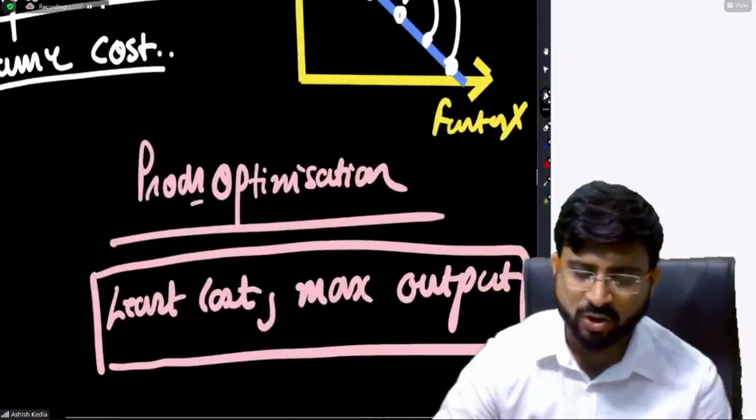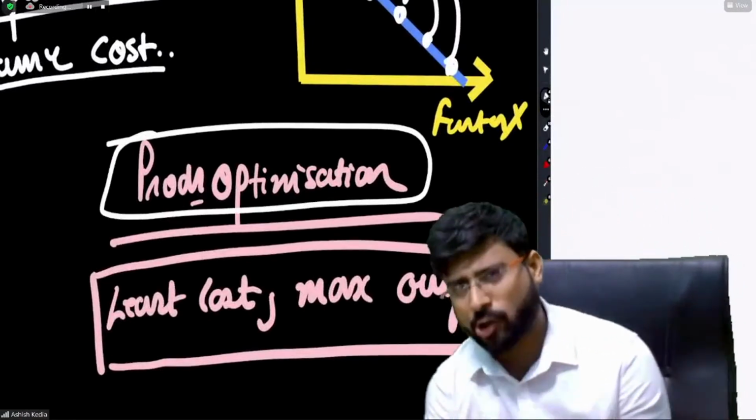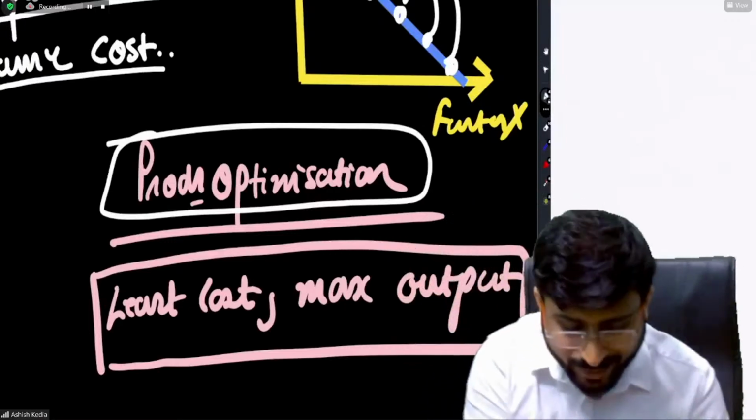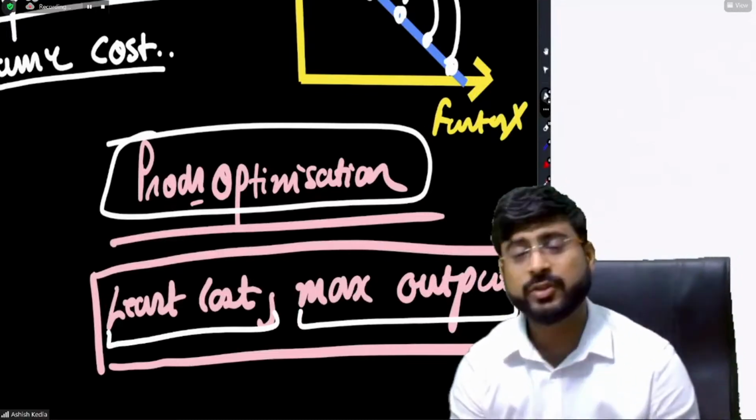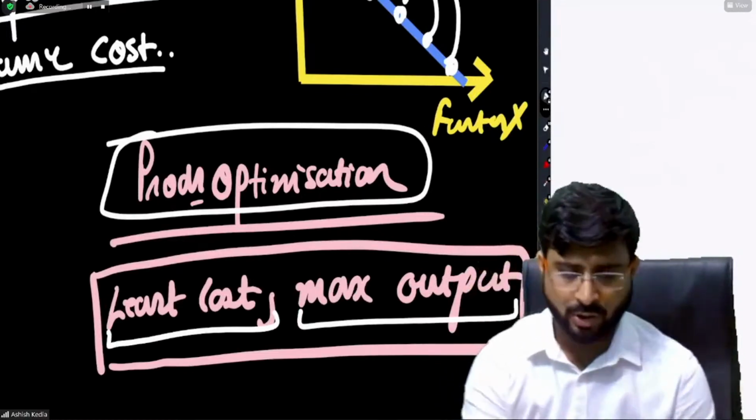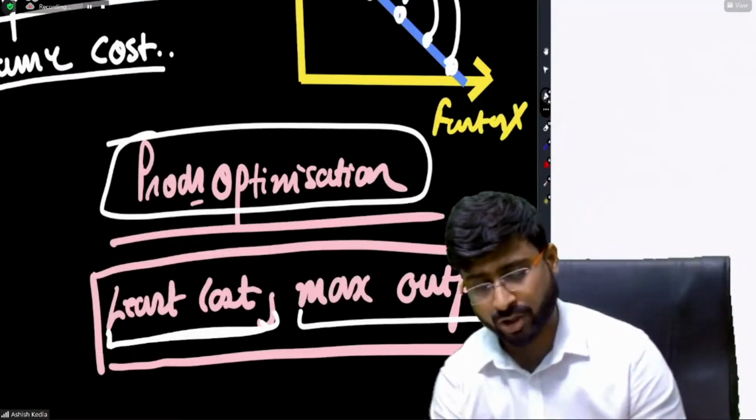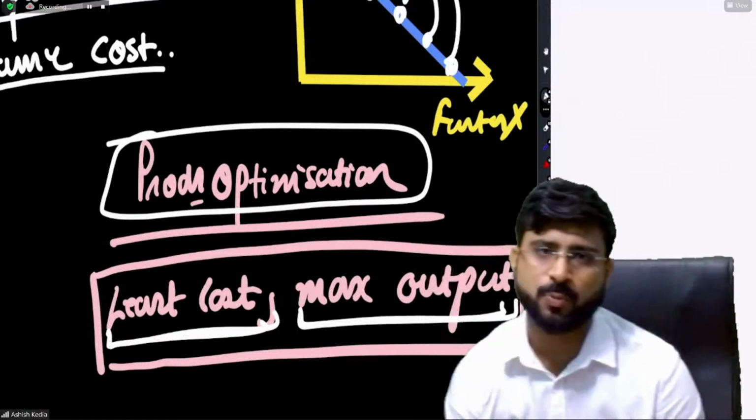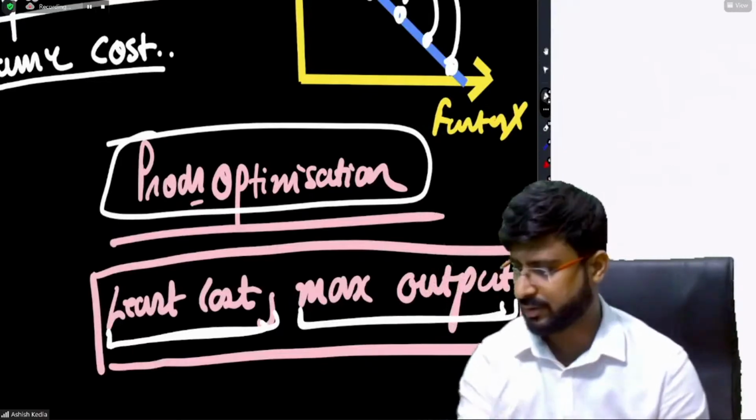Acha. What is production optimization? You all will ask me, sir, what is production optimization? Production optimization means the point where the cost is the least and the output produced is the maximum, without any sacrifice in quality. So the production level which results in least cost and maximum output is referred to as the optimum level of production or optimized production. Understood, not understood?